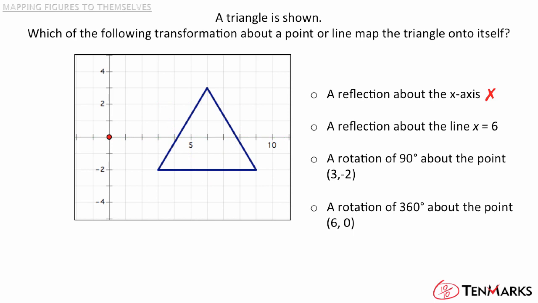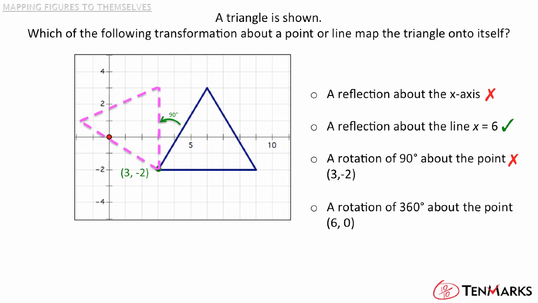How about the next one? A reflection about the line x equals 6 results in the following image. Notice that the line of reflection is also a line of symmetry, which is why this triangle got mapped to itself after the reflection. Try the next one. A rotation of 90 degrees about point (3, -2). If the point (3, -2) is the center of rotation, a rotation of 90 degrees would transform the image to here. So this transformation does not map the triangle to itself.